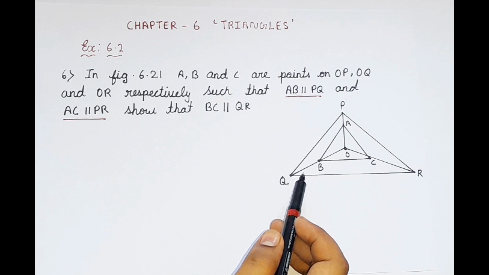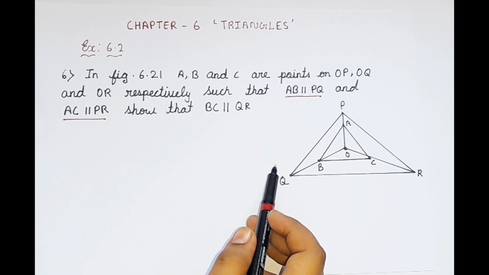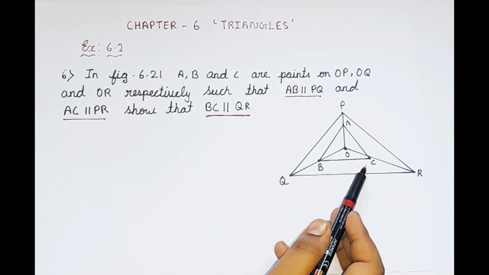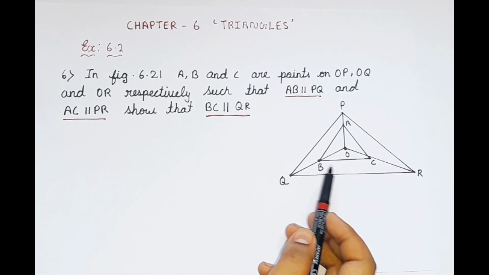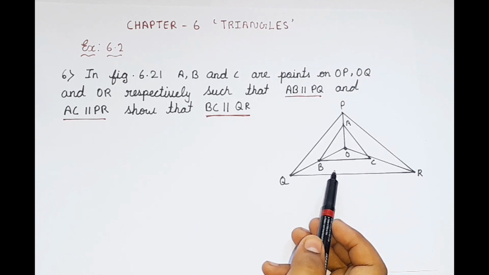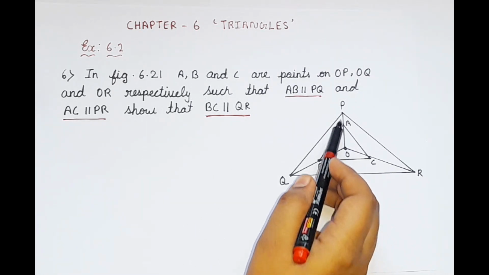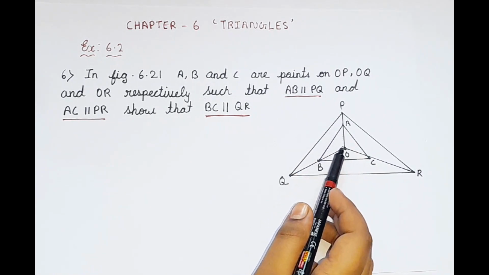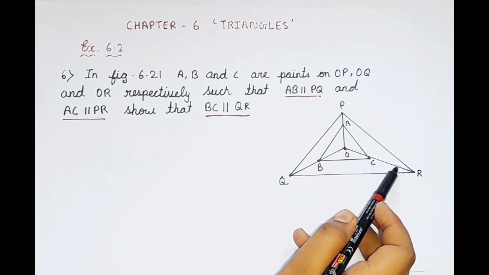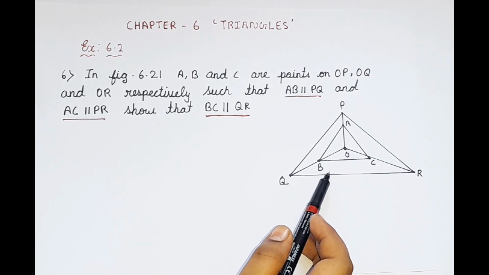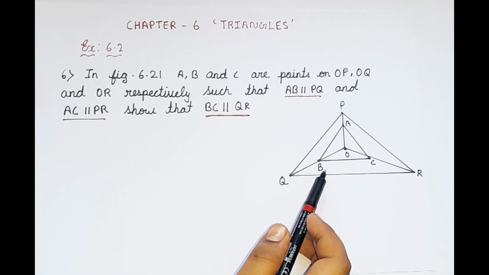Now the thing we are supposed to prove is that BC is parallel to QR. Okay, we are supposed to prove it. When you look at the figure, we have a lot of triangles. Here we have one triangle, and here another, and this is also a triangle, that is POQ, and POR is also a triangle. So we have so many triangles, just to confuse us. But we are supposed to use the same method which we applied in the previous questions.